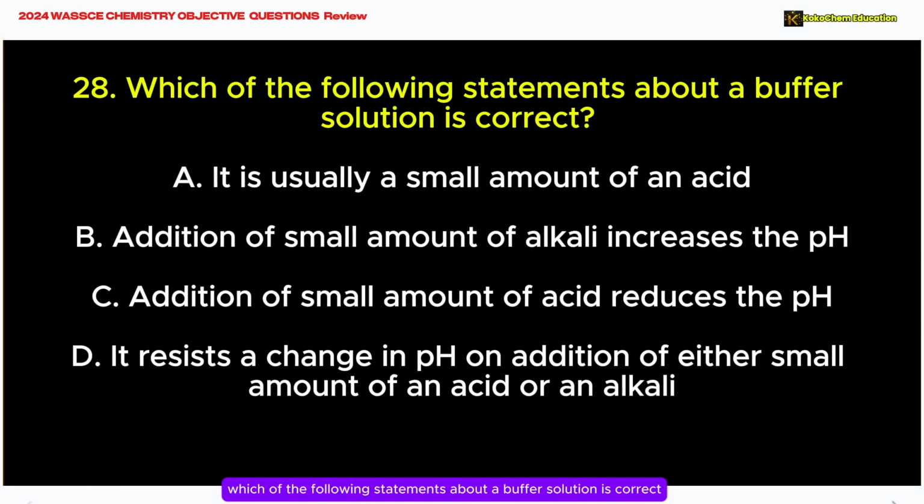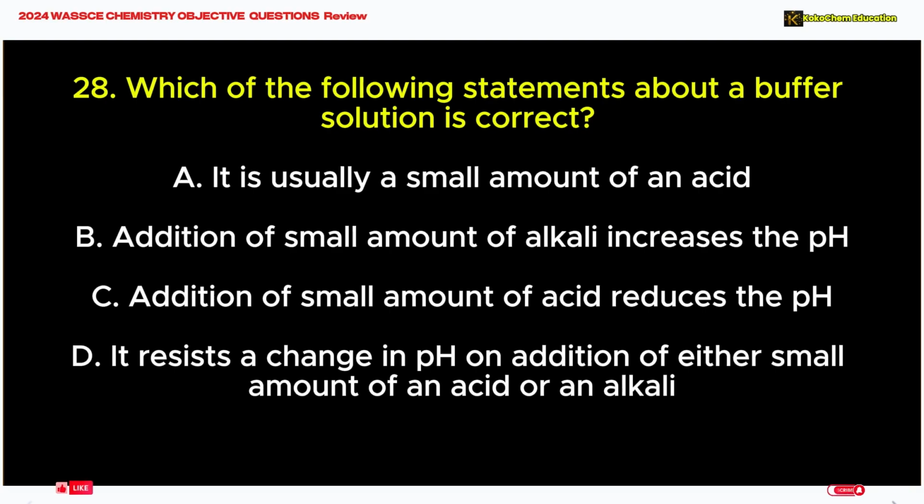28. Which of the following statements about a buffer solution is correct? A. It is usually a small amount of an acid. B. Addition of small amount of alkali increases the pH. C. Addition of small amount of acid reduces the pH. D. It resists a change in pH on addition of either small amount of an acid or an alkali.